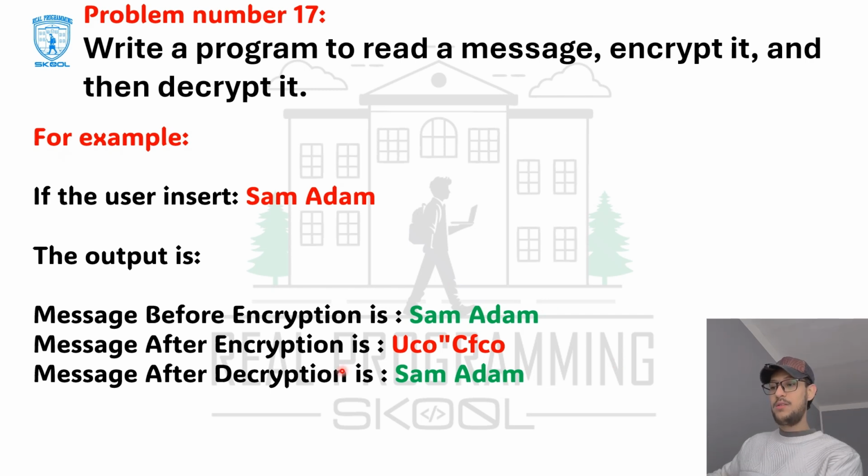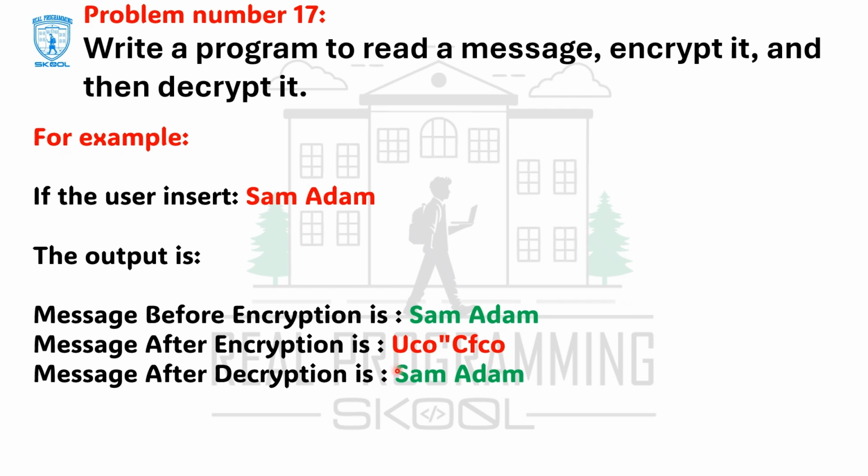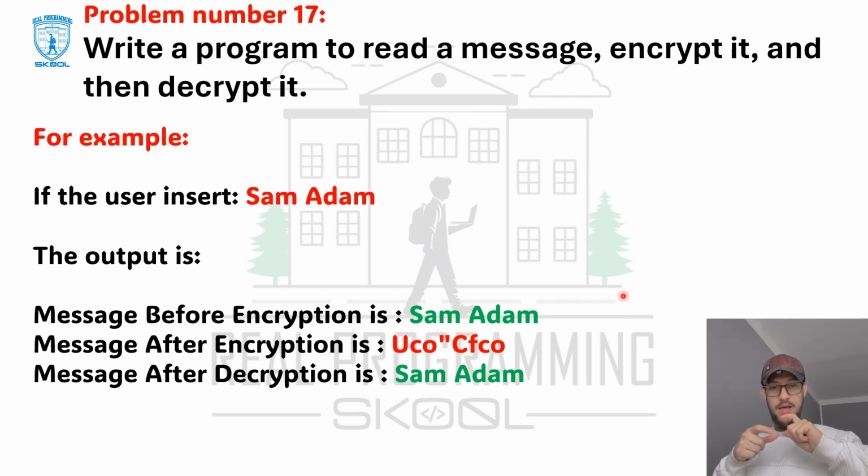So why does the compiler print for us UCO, double quotation, CFCO? Because after we encrypt the original message, which is Sam Adam, the compiler takes S and moves it 2 steps forward, because my encryption key represents number 2, which means the S letter, after it what? T, U, right? In the English alphabet, S, T, U. So the compiler takes the first character, which is S in my name, moves 2 steps forward and makes it U. And takes A, makes it C.